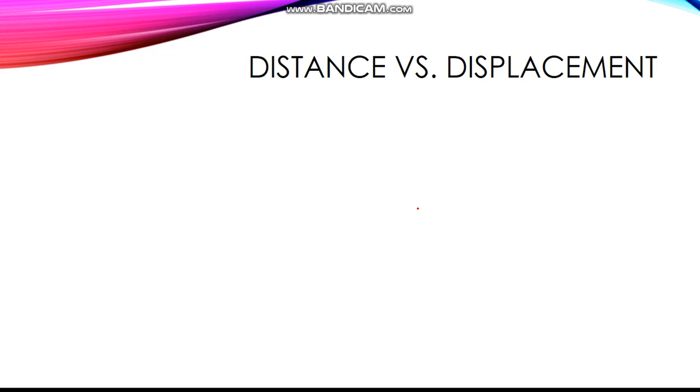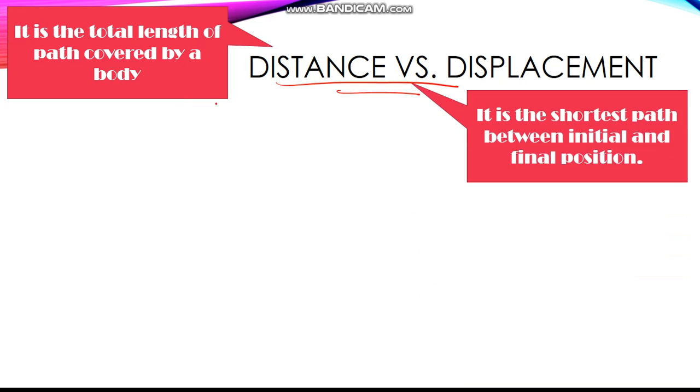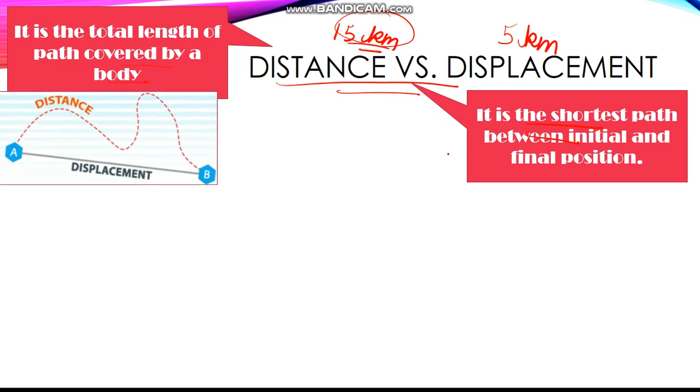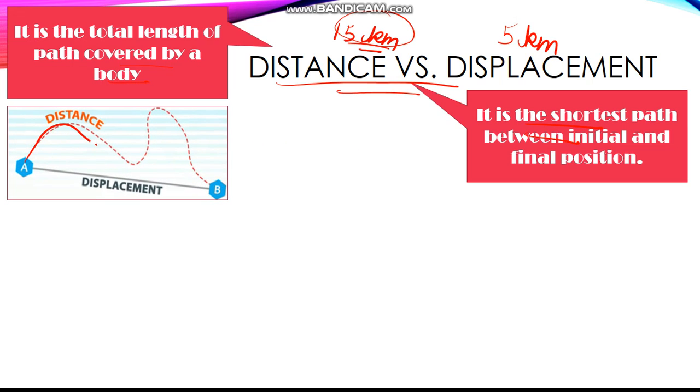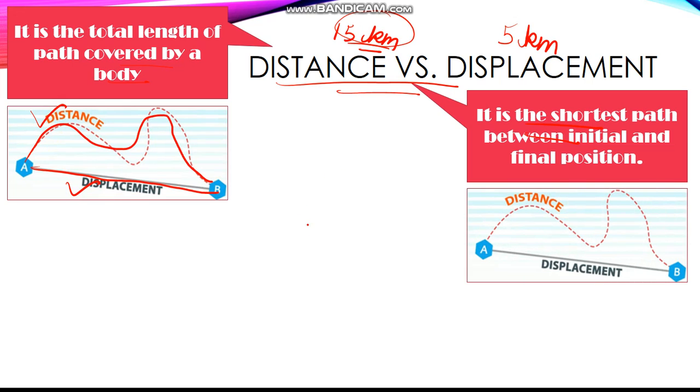Okay, now I'll explain to you about distance versus displacement. Distance is the total length of path covered by a body. So the 15 kilometer I explained to you in the last slide was our distance and displacement was 5 kilometer because it is the shortest path between the initial and final position. Now I'll give you one more example. You can see this is the distance and this straight path is known as the displacement. So are you getting the difference between both the terms?